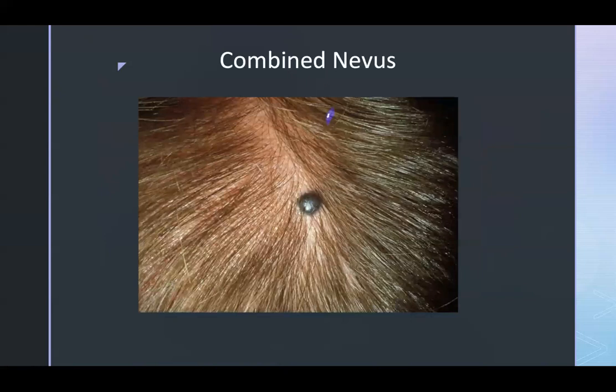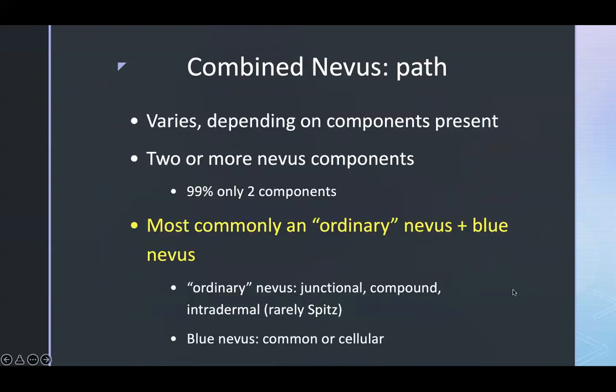You can have a combined nevus, which looks essentially identical to the other classic nevus, but on histopathology, you're going to have two components. One looks like a normal intradermal nevus or a normal compound nevus, and the other part looks more like a blue nevus. So that's where this common combined nevus comes from, where you've got basically a combination of a normal nevus and a blue nevus. You can have junctional, compound, or intradermal, rarely Spitz, and then a blue nevus component, which could be common or cellular.